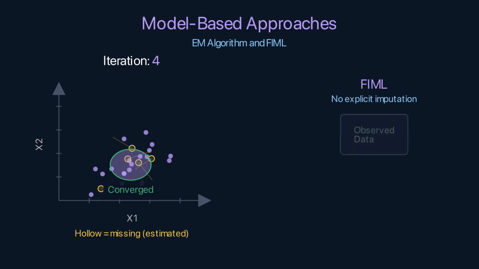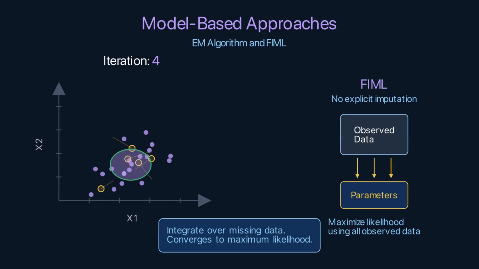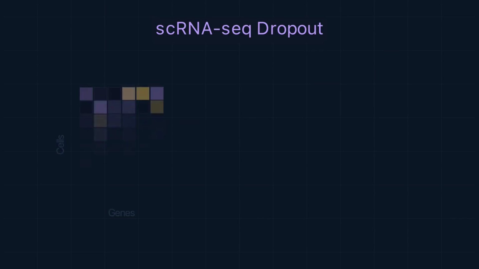Full information maximum likelihood goes further. It maximizes the likelihood of the observed data directly, using each patient's available observations without imputation. Both is for MAR. Single-cell RNA-seq dropout is a specific form of MNAR.